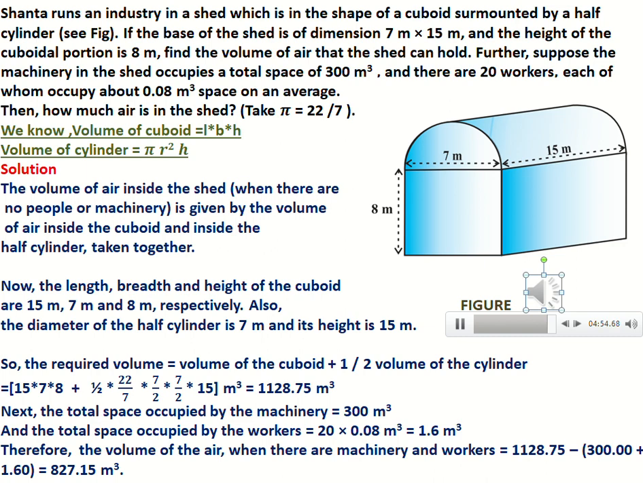Total volume of air inside the shed is that minus the space occupied by the machinery, 300, plus 1.6, the total space occupied by the workers. We have to subtract from the total volume of air inside the shed. That is 1128.75 minus (300 plus 1.60), which is equal to 827.15 m cube. And that is the solution.